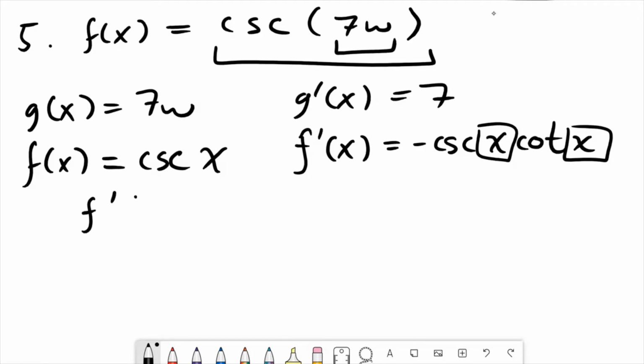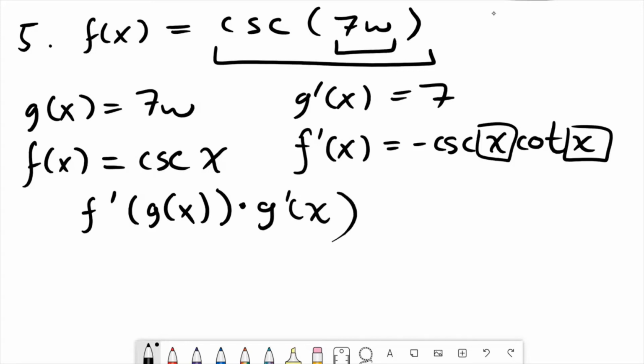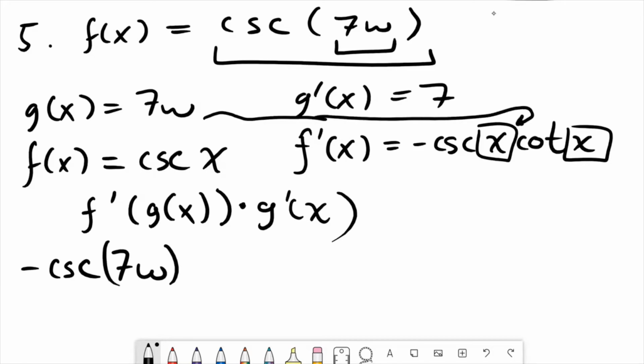So that means anytime there's an x, I have to fill it in with whatever the inside is. So the chain rule says this. So now I fill it in. F prime is negative cosecant of x, which is 7w, or the input, which is basically we have to fill in this here and this here. And then it's cotangent 7w. So that's that first part.